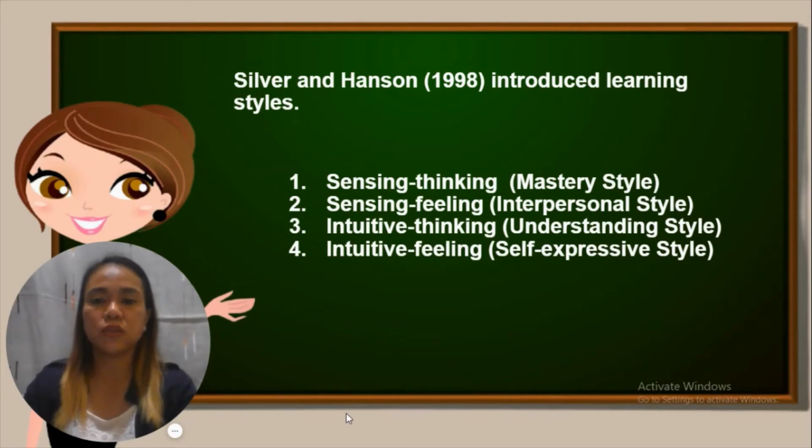The third one is intuitive feeling, the self-expressive style. The learner looks for images implied in learning, uses feeling and emotions to construct new ideas and products, and judges the learning process according to its originality, aesthetics, and capacity to surprise or delight. The last one is sensing feeling, the interpersonal style. The learner, like the mastery learner, focuses on concrete, palpable information, but prefers to learn socially and judges learning in terms of its potential use in helping others. Learning styles are not fixed throughout life but develop as a person learns and grows.